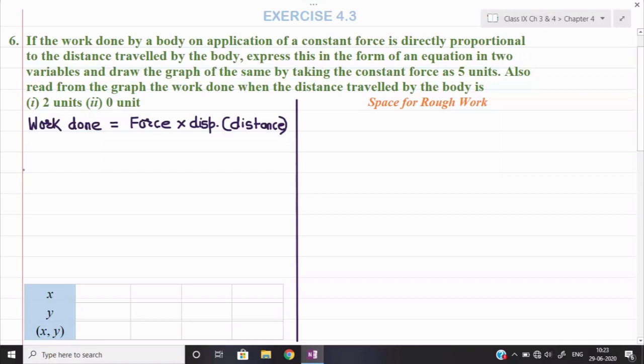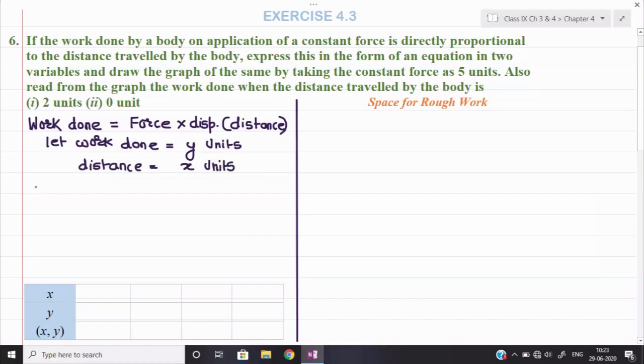So for example, suppose I say the work done is equal to y units. I am not talking about a particular unit of work done. And suppose the displacement, or according to the question, the distance, I am taking here as x units.